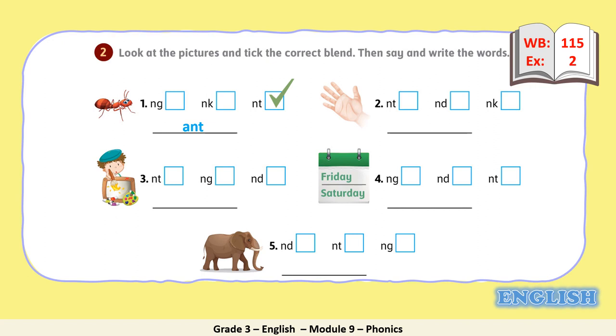Okay, let's see who's the superstar who got all the correct answers on their own. Number 2, hand. It ends with nd sound. Number 3, paint. It ends with nd sound. Number 4, Friday and Saturday. What do we call those 2 days? Exactly, weekend. It ends with nd sound. And the last picture is elephant. It ends with nd sound.